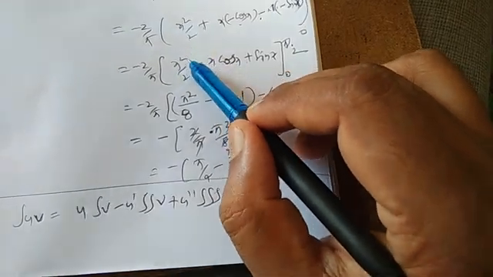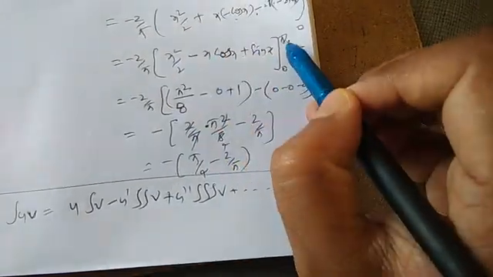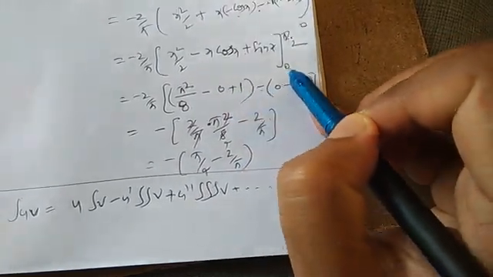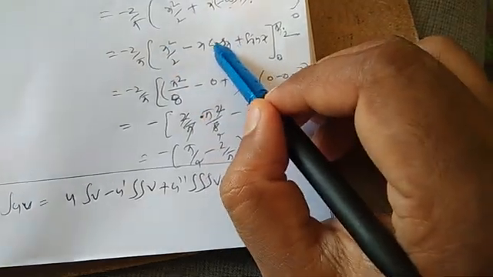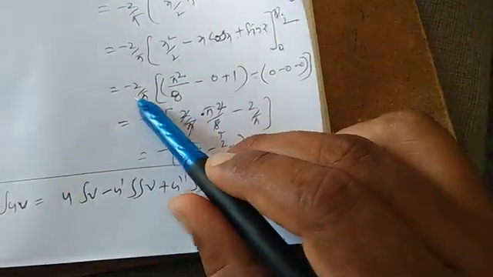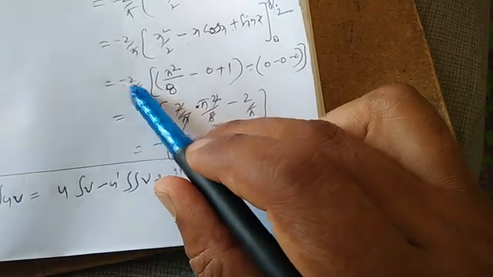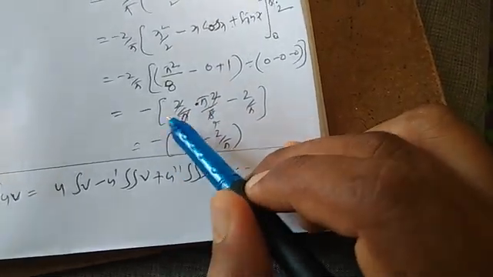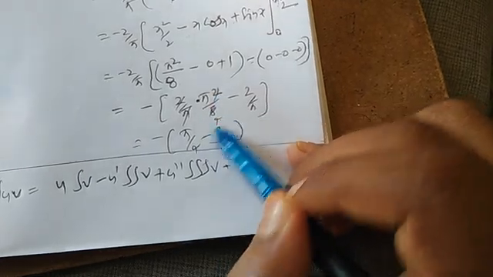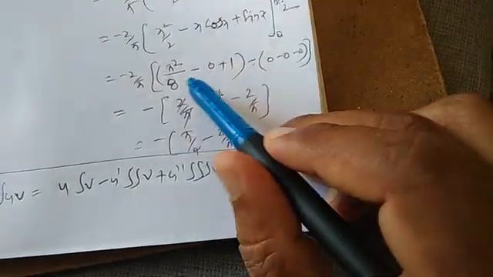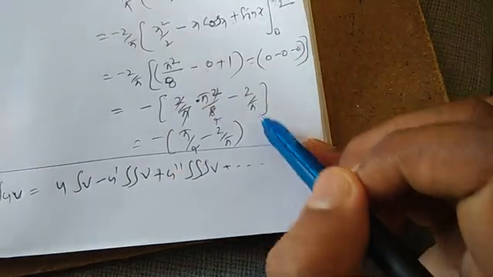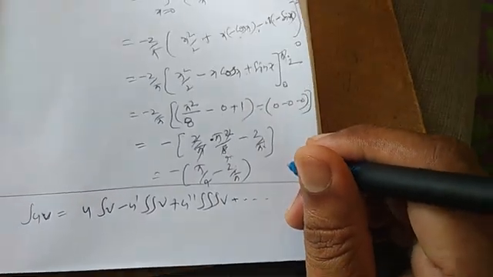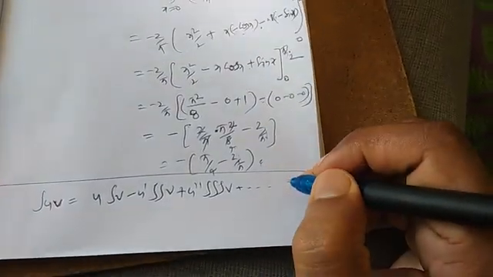Pi square by 4 into 2 is pi square by 8. Now cos pi by 2 is 0, plus sin pi by 2 is 1, minus the lower limit where x value 0 gives 0 and sin 0 is 0. Now remaining is minus 2 by pi multiplied here; the 2s and 4s give 1, the pi cancels, pi remaining with denominator 4, pi by 4, minus 2 by pi. This is the way to get the integration value.